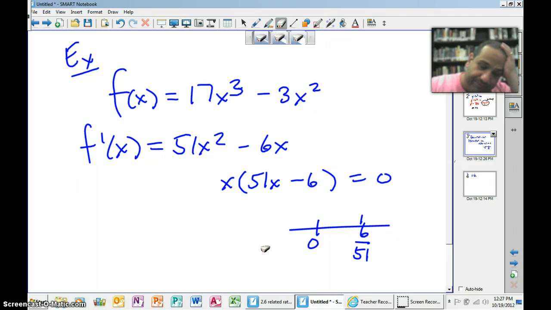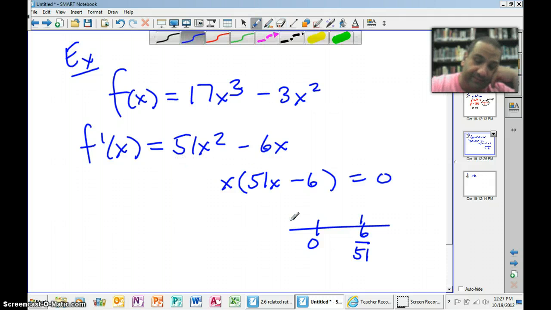Well, if we go negative, if I put in like negative 1, this becomes positive 6. This becomes 51. It's positive. If we check in between 6 over 51, I would probably pick like, I don't know what 6 over 51 is, but I'm going to guess it's pretty small. So I'm going to pick something really, really small like 0.1. If I put in 0.1, it's still positive. If I pick something like a million, it's still positive. Oh, crap. There's no critical numbers on this one.